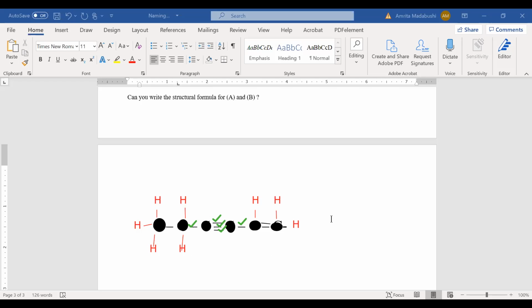Do we have to write the structural formula for that too? Do you have to? I mean, not for me, but for yourself, I would say it would be a really good idea to write. It doesn't take too much time, but it will really help you.